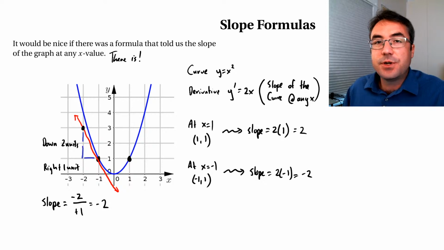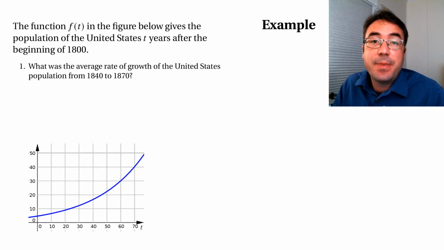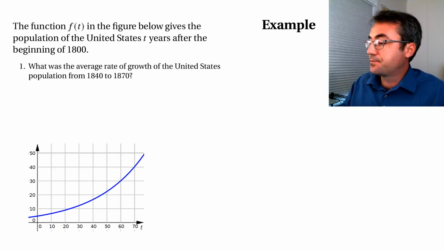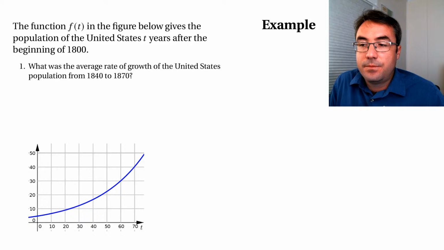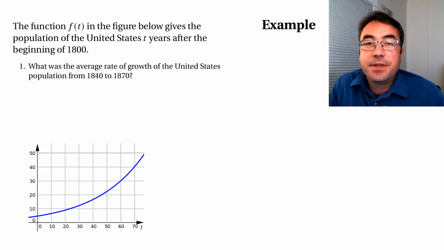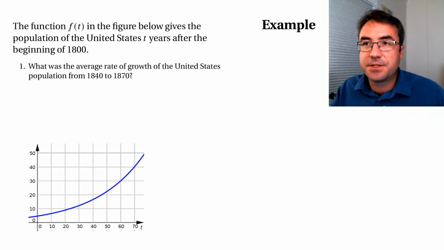All right, so let's try an example where we have a function and the best we can do is just estimate the slope of the tangent line. So here we have a function f of t, and all we know about this function is the information given in the graph. And this function describes the population of the US t years after the beginning of 1800. There's a few parts to this example here. So let's just really see what this function means.